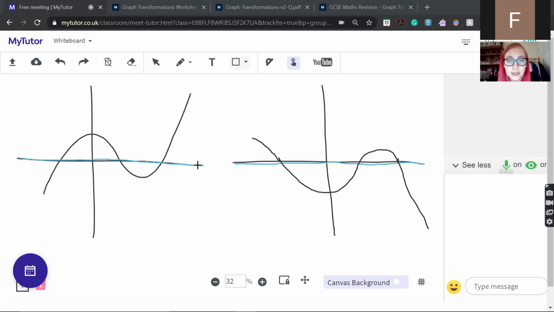Someone's asked, please demonstrate an example of a reflection with a different equation. I will come back to that at the end if we have some time, because all it would be is a slightly different line that's our mirror, and we do exactly the same thing. I'll come back to that.